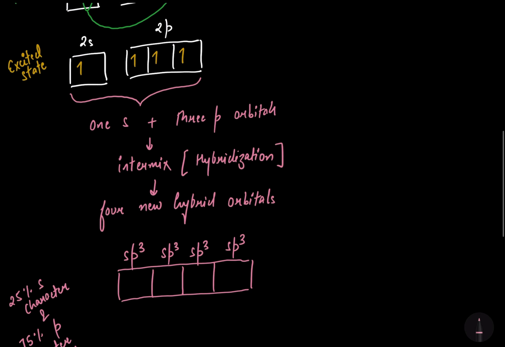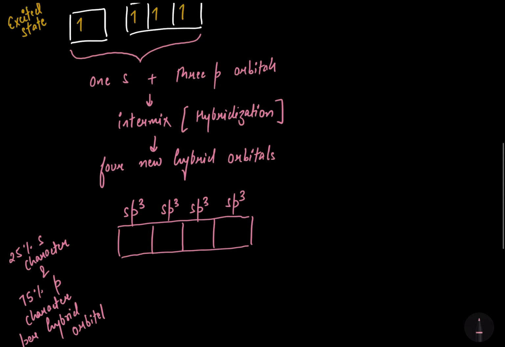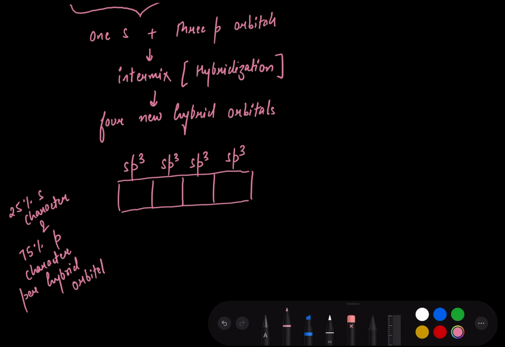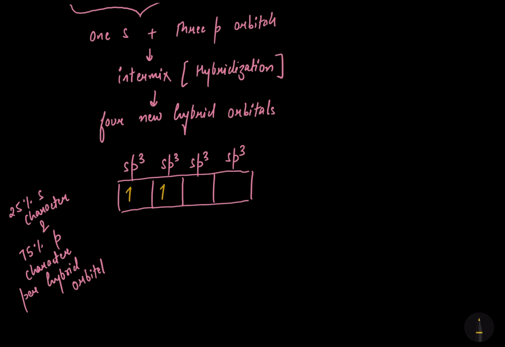Now let's come back to the configuration. How many electrons were we having? The 1 in the 2s and the 3 in the 2p. So we were having 4 electrons in total. So there will be the redistribution of those 4 electrons in all the 4 sp3 hybrid orbitals according to Hund's rule. So the first electron, second electron, third electron, and the fourth electron. So here the hybridization process is completed.